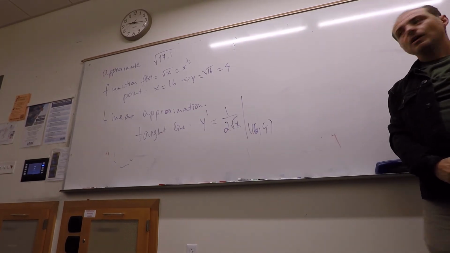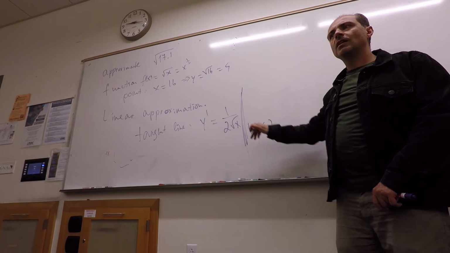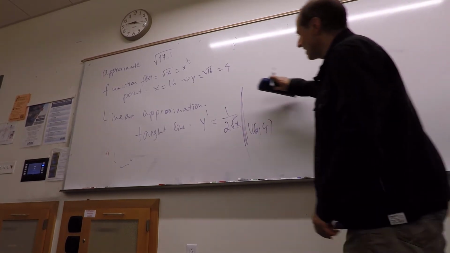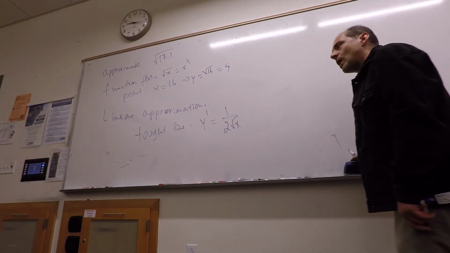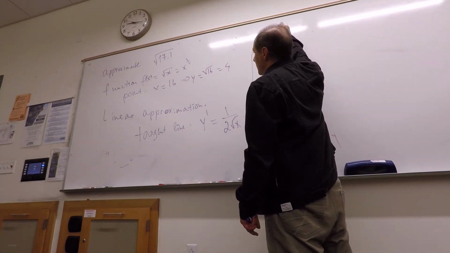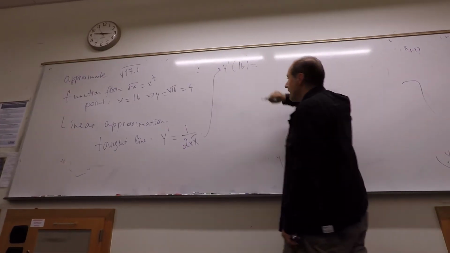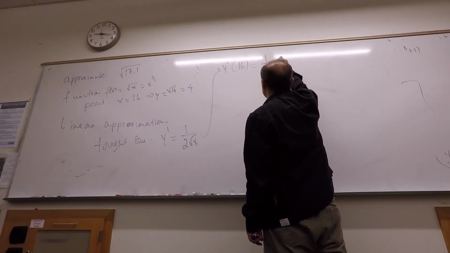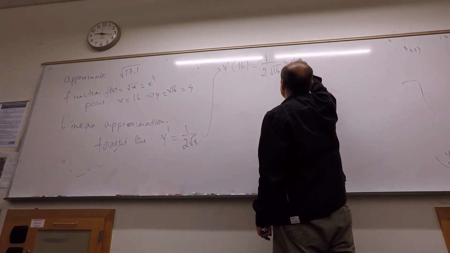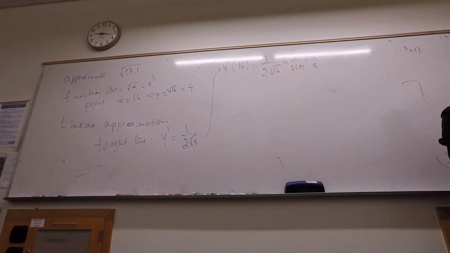When I do this, I don't know if I use this notation. Have I used this notation? You'll use it in some class. So I have to find y prime at the point where x is 16. So what is that? 1 over 2 radical 16, so 1 over 2 times 4. So 1 over 8. And how do you find the tangent line?